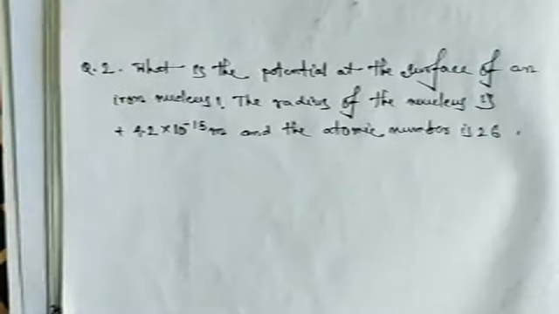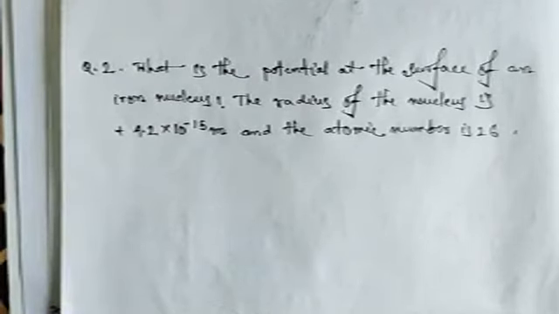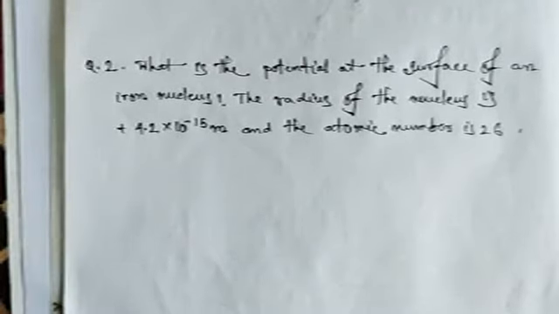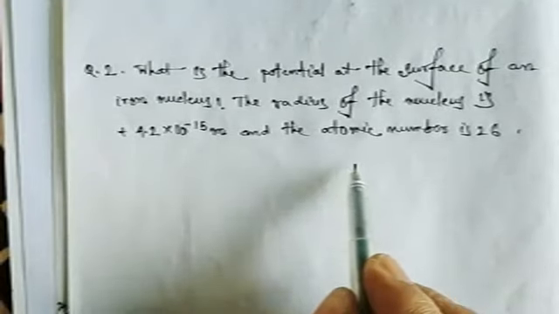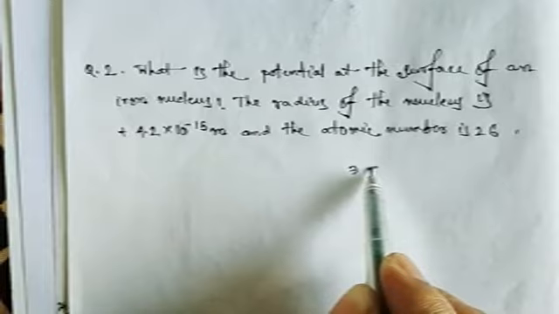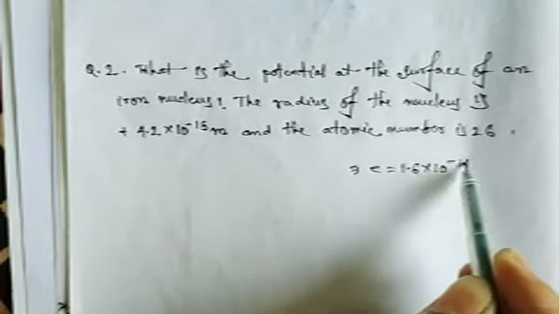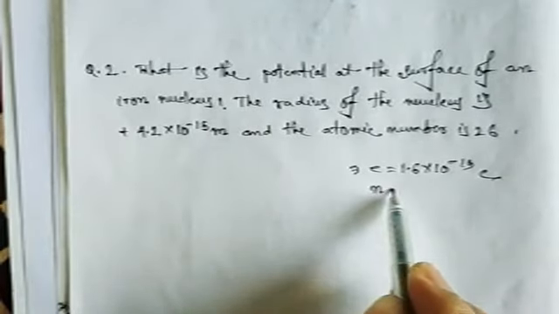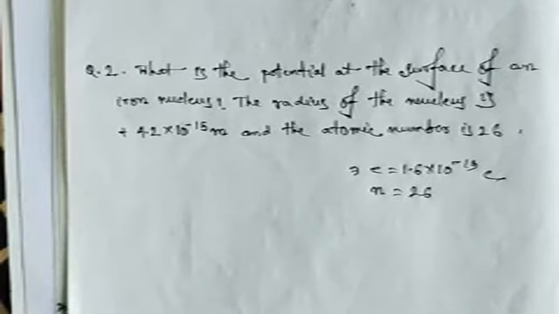Now let's come to the second problem. What is the potential at the surface of an iron nucleus? The radius of the nucleus is 4.2 into 10 to the power minus 15 meter, as it is of the Fermi order. We all know these things. And the atomic number is 26. Therefore, we can say e is 1.6 into 10 to the power minus 19 coulomb and n is nothing but 26, as the atomic number is 26.